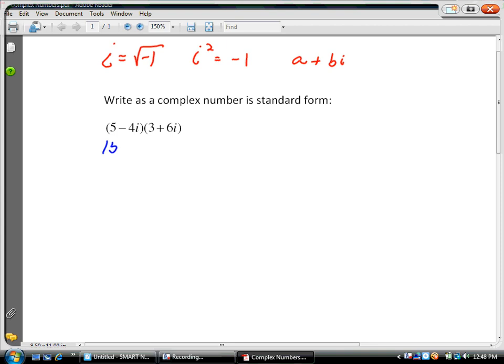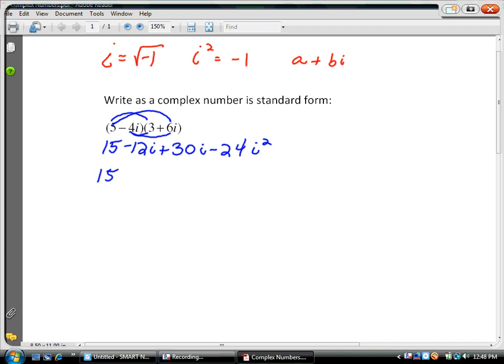And what we get is 15 minus 12i plus 30i minus 24i squared. And again, all I did was FOIL. 15, negative 12i, then we had 30i, and then we had negative 24i squared. Now again, looking back up to what we've already gone over, that i squared is -1. So I'm going to rewrite this expression substituting -1 for i squared.